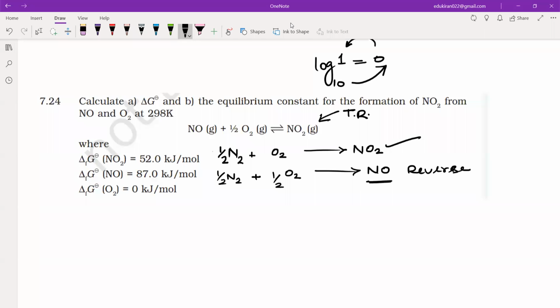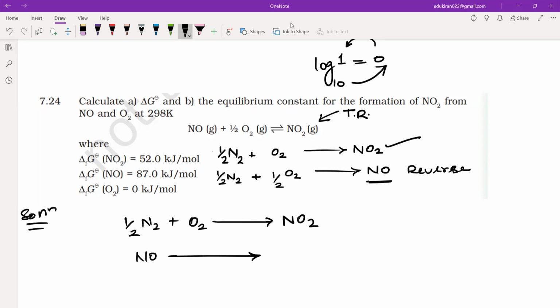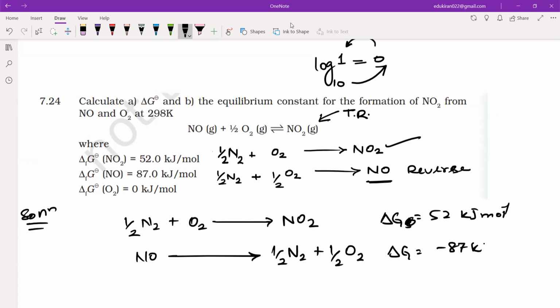So we have the reactions: half N2 plus O2 giving me NO2. Then we have NO giving me half N2 plus half O2. The delta G for this reaction is 52 kilojoule per mole, and the delta G for this reaction will be minus 87 kilojoule per mole. Yes or no? We have reversed this, so we will get a minus sign. है ना? Yes, sir.